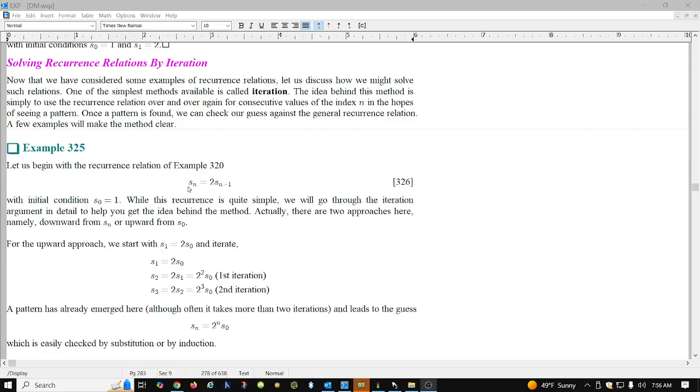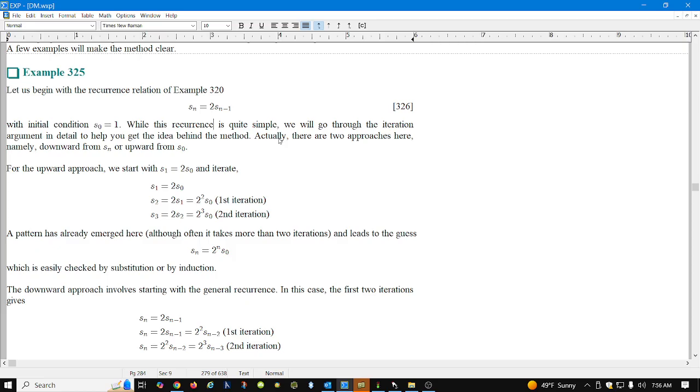So let's look at this recurrence relation, which we saw earlier for the number of subsets of a set of size n. Initial condition S naught equals 1. This one is so simple you can probably guess right away. Well, you know what it is because we've done this sort of thing before in different ways. But let's take it one step at a time just to demonstrate the method. There's kind of two approaches here. You can work from the bottom up or from the top down, so to speak.